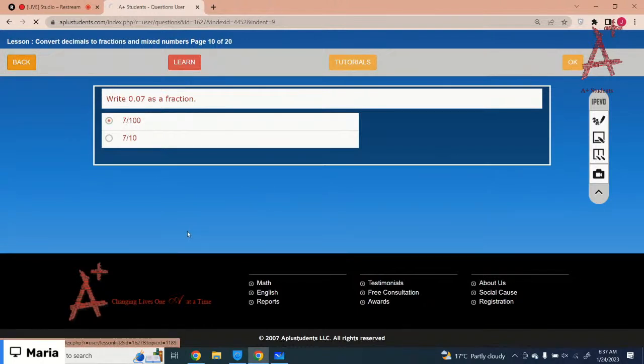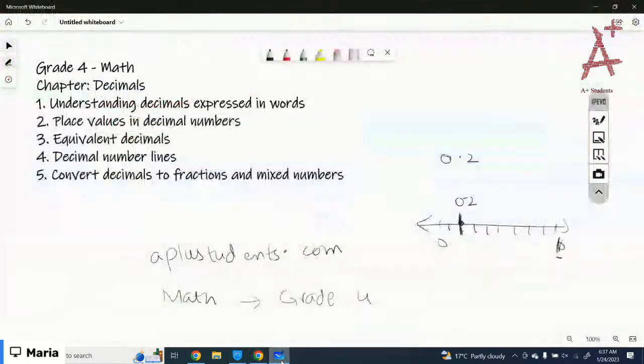Okay, you can complete the test by yourself later today. So here is the list of the lessons we have covered today. We are working on grade 4 maths. The chapter name is decimal. And here is the list of the lessons we have covered today. That is understanding decimals expressed in words, place values in decimal numbers, equivalent decimals, decimal number lines, and convert decimals to fractions and mixed numbers. If you have any question, you can ask. I'm here to answer all your questions if you have any.